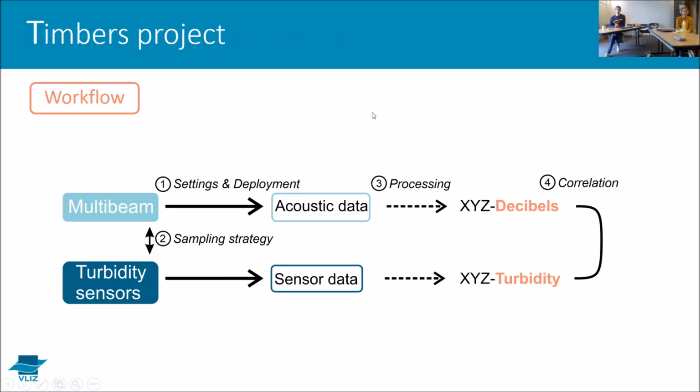Also for this project, we have developed a workflow which starts with setting the right parameters in the multibeam, and then also seeing that its deployment is being done, but also setting a sampling strategy for the turbidity sensors. After that, we will process both data sets and correlate them to get a correlation between turbidity and acoustic decibel values from the multibeam. We will first focus on the multibeam part.